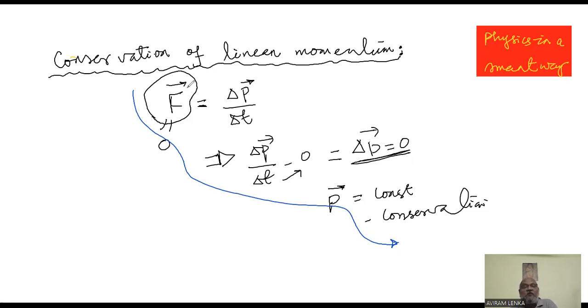Today, the law seems to be very simple, but if you go to the implication, how you are going to use that law, then that will be quite interesting, and that we will be doing someday.